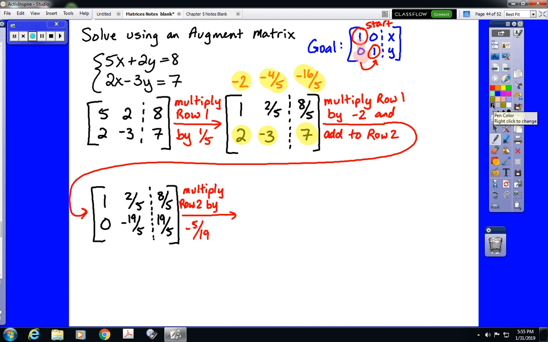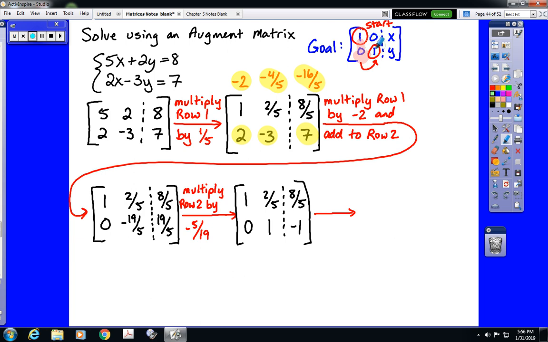That would change that system. The first row is still the same, and the second row is now 0, 1, negative 1. So the fractions were kind of short-lived. Now we need to do one more combo move in order to get a 0 where this 2 fifths is located. So after we get that, then we move up and we finish off that row.